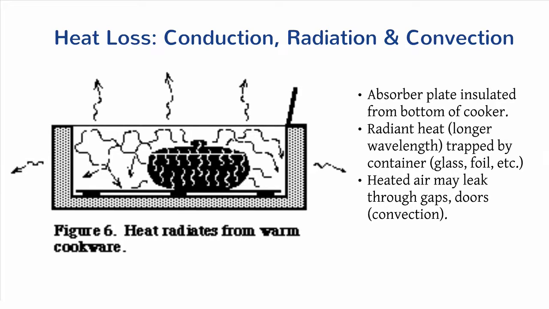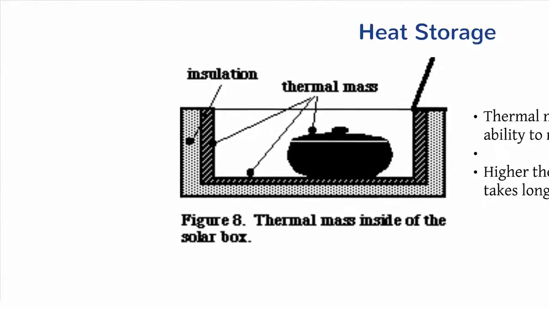So the key things in this very simple system: the absorber plate is insulated from the bottom of the cooker. In other words, you don't necessarily want to lose the heat here into the bottom, essentially into the ground or whatever. So you want to have some insulation here. In this case, it's just air or some plate here. Radiant heat is trapped by the container. As I said before, the longer wavelengths are reflected by the top here. The heated air may leak through gaps through convection, so that's a convection loss. And like in the other example we talked about, when you increase the surface area, you'll get more radiative losses. We'll talk about this next week as well.